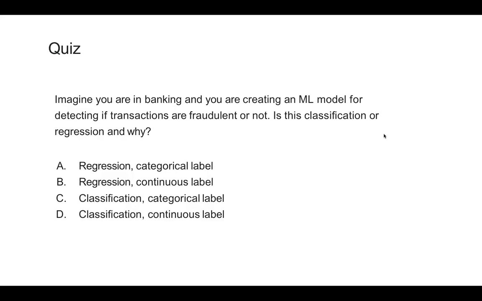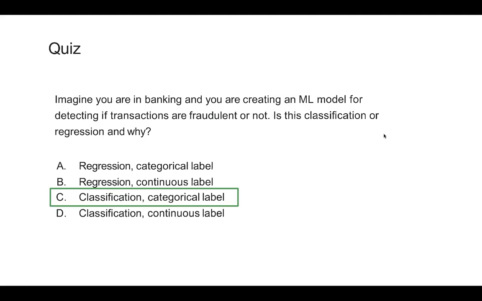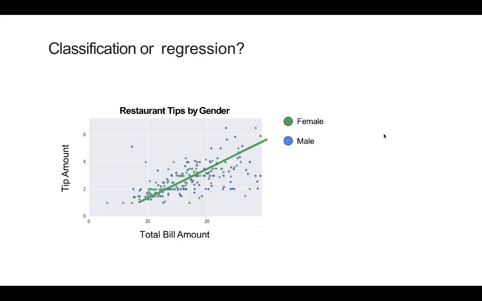Let me now quickly give this question. We talked about the different types of machine learning techniques in the previous slide, and let's now imagine you are in the banking and you are creating a machine learning model for detecting if the transactions are fraudulent or not. Is this classification or regression? Yeah, classification, because it is categorical. That's right. Since it is categorical, actually this is just binary. We can have multi-class classification or binary classification. In this case, it is binary classification, like yes or no.